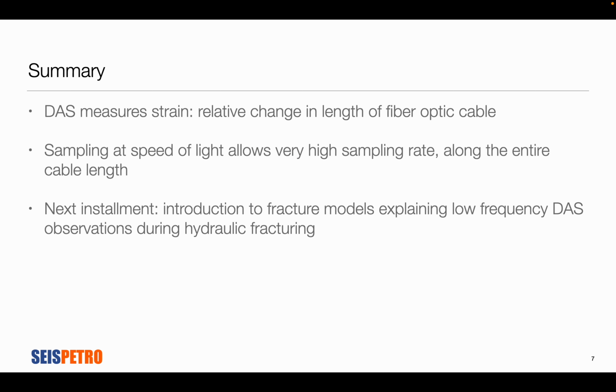To summarize, DAS measures strain, the relative change in length of the fiber optic cable. Sometimes it is reported or output as strain rate, or the amount of strain per time, but in the end, we're still just measuring that relative change in length of our fiber optic cable. Secondly, the data set is very densely sampled both in space and time. We get measurements every 1 meter along a fiber optic cable which is thousands of meters in length, and we do so thousands of times a second.